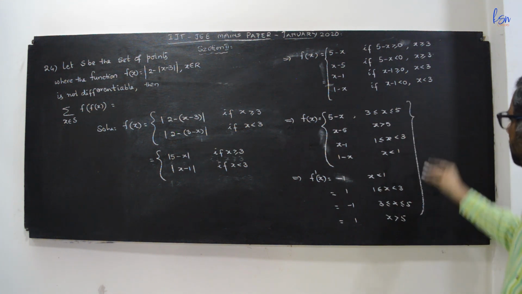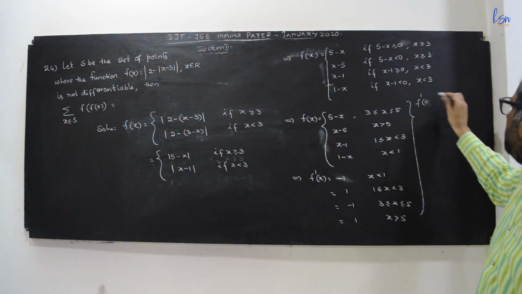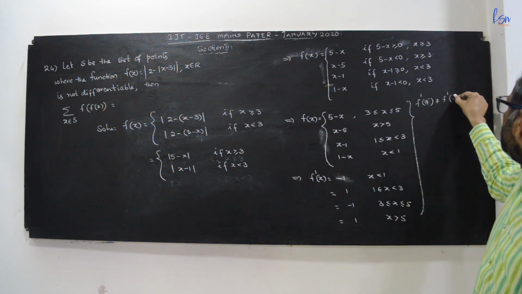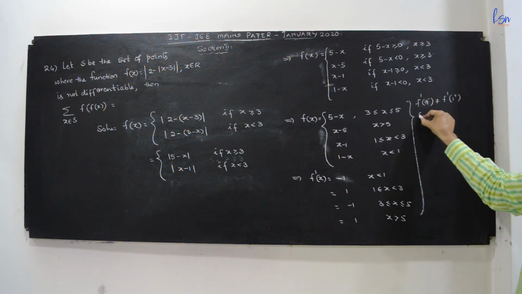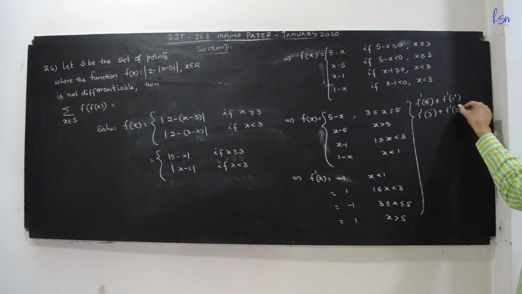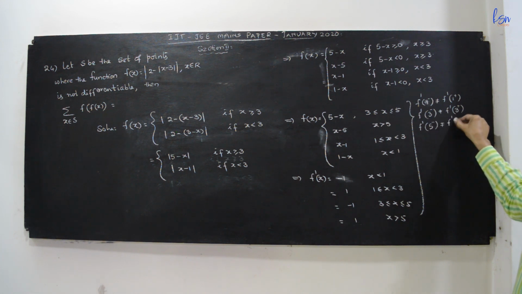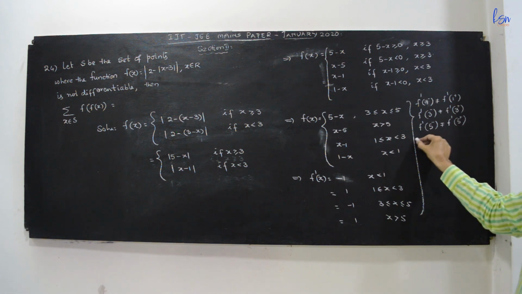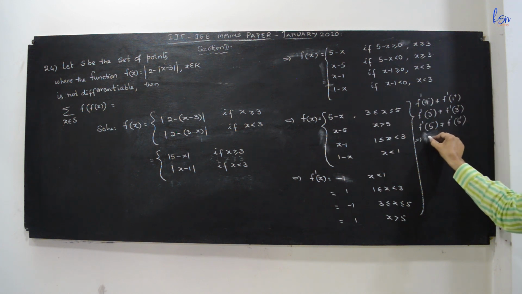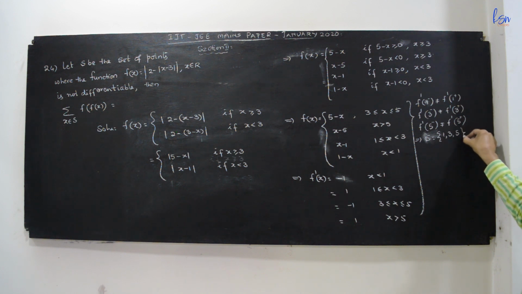Therefore, f dash 1 minus is not equal to f dash 1 plus, f dash 3 minus is not equal to f dash 3 plus, f dash 5 minus is not equal to f dash 5 plus. This implies f is not differentiable at 1, 3, 5. So S is equal to {1, 3, 5}.